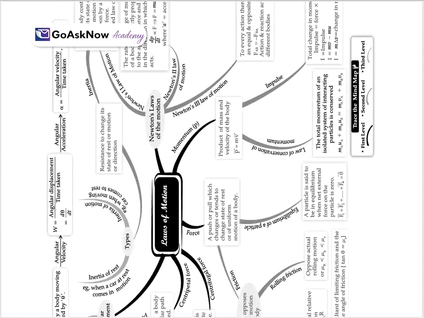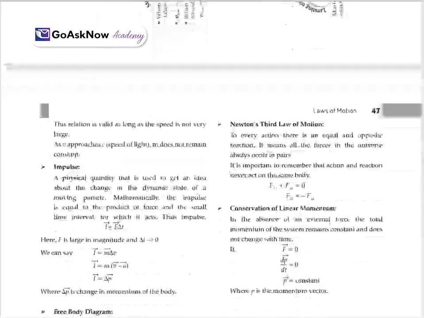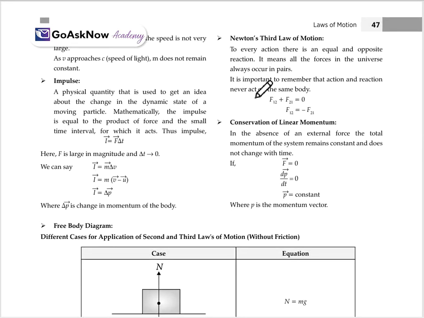Now, this page represents the keywords which play a pivotal role in the laws of motion, like centripetal force, centrifugal force, friction, momentum, impulse, Newton's three laws of motion, inertia and so on. Let's move forward. As long as the velocity v does not approach the speed of light, it is simply Newton's second law of motion.